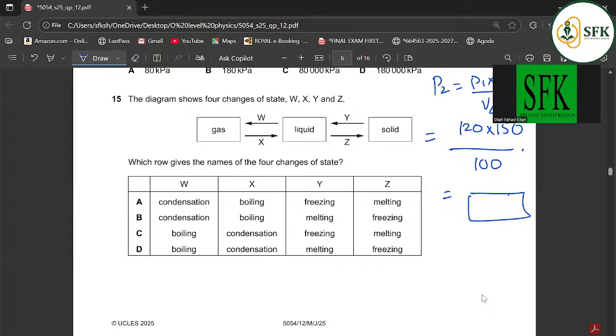Which row gives the names of the four stages? You guys can see that it's converting from solid to liquid. This melting, this is vaporization or boiling. Then this is condensation, this is freezing. So freezing. Then what is stage Y? Y is melting, right? Then X is condensation, and then W is boiling. Option D.